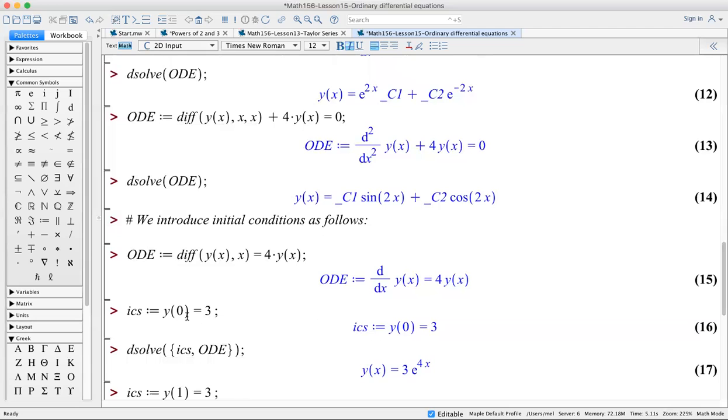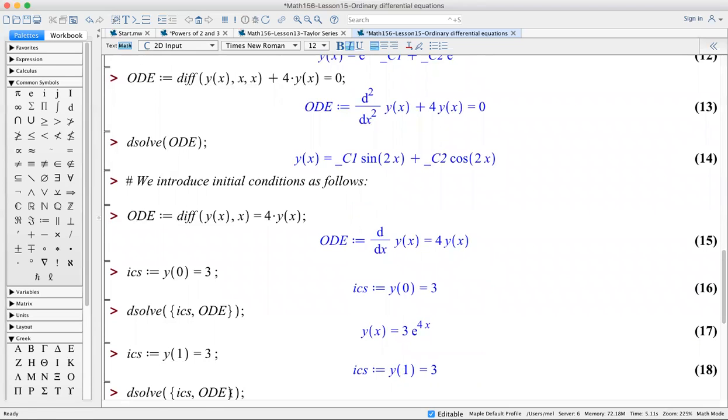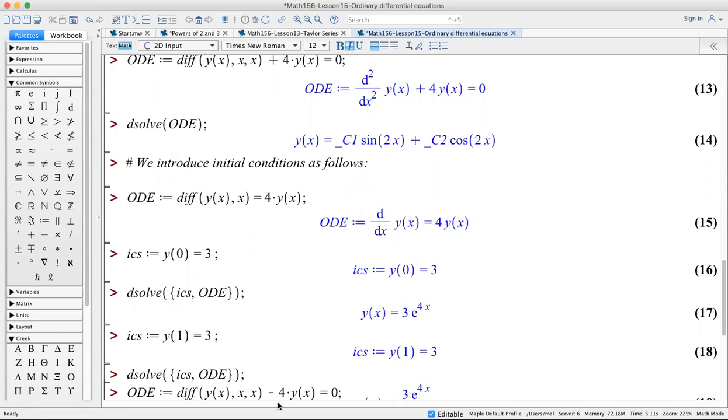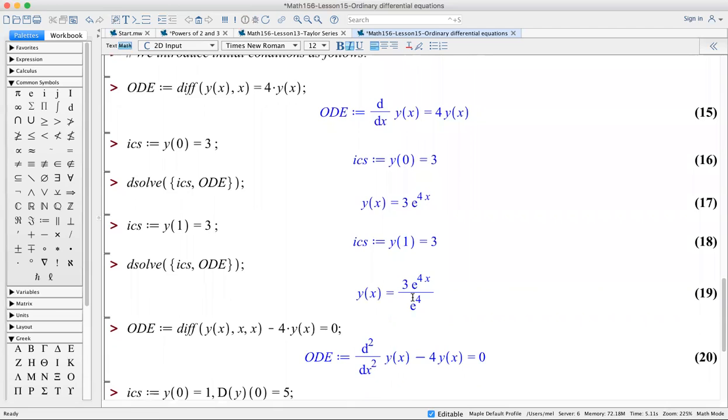The initial condition doesn't have to be when x is 0. It can be, for example, here when x is 1. So if we change the initial condition, so the solution at 1 has the value 3, when we solve this differential equation with this initial condition, that's the particular solution: 3e to the 4x over e to the 4th.